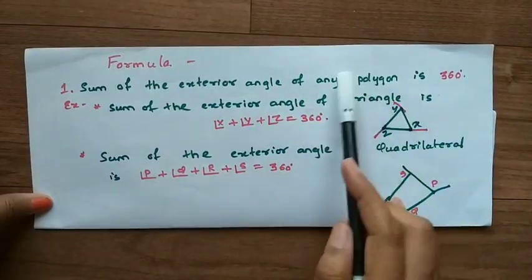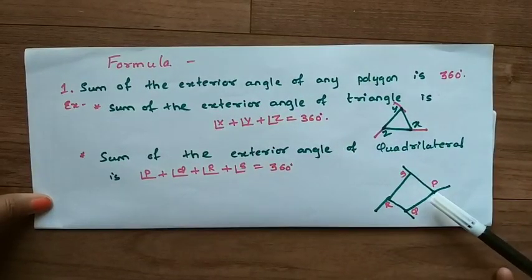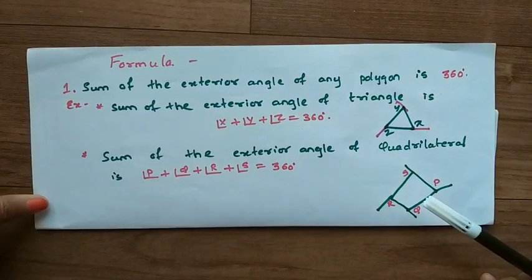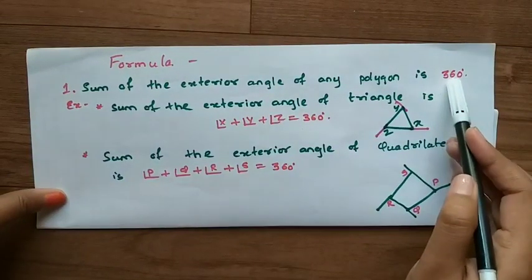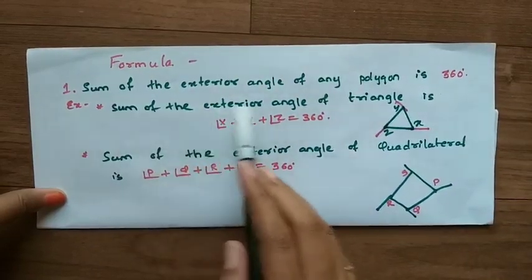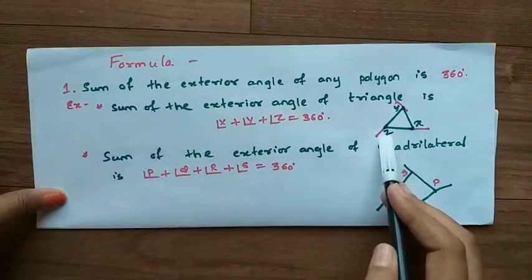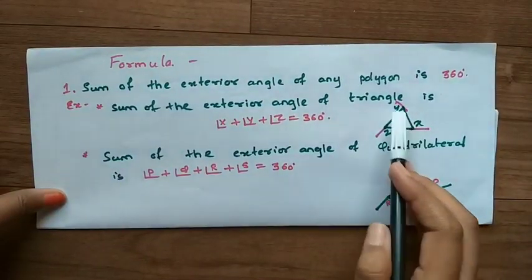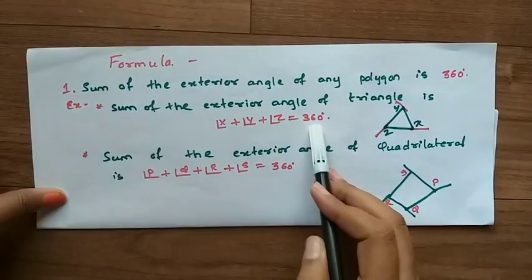Here you may use any polygon. It may be a triangle, a rectangle, a pentagon, a hexagon, an octagon. It may be any polygon; the sum of its exterior angles is always 360 degrees. For example, the sum of the exterior angles of a triangle. In this triangle we have three exterior angles, x, y, z. Their sum is always 360 degrees.